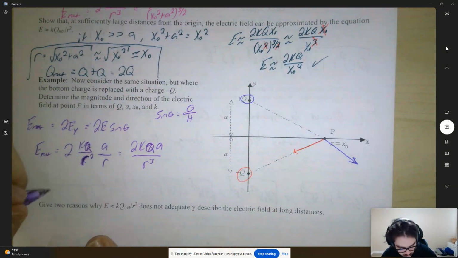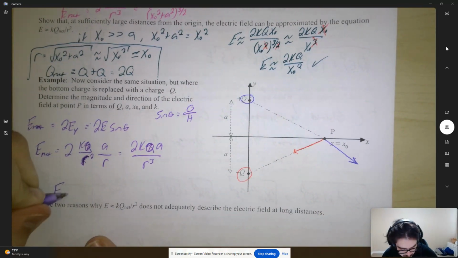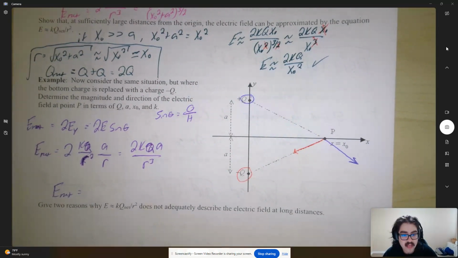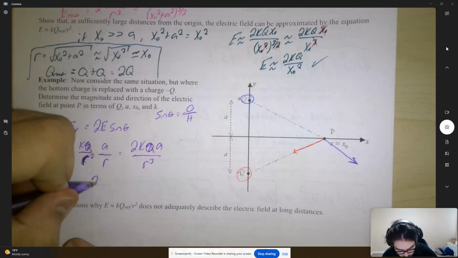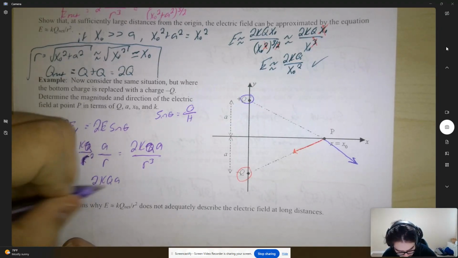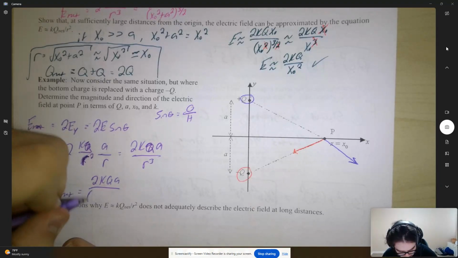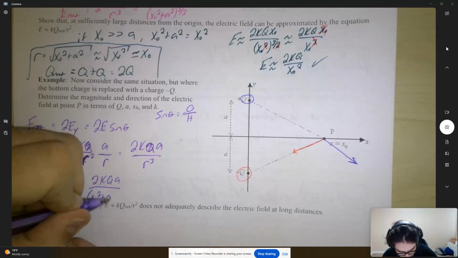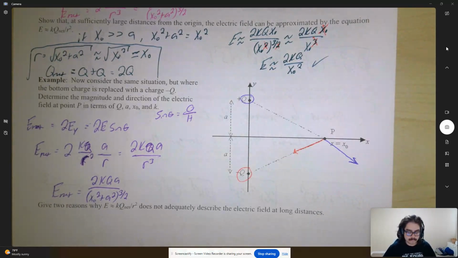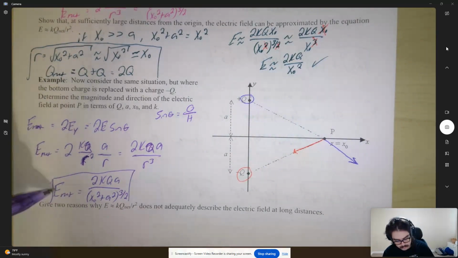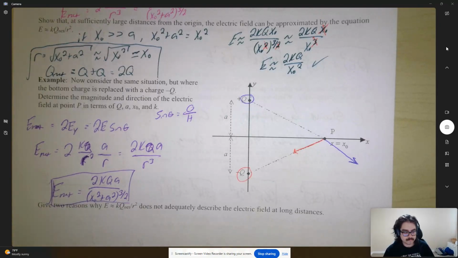The only major difference is that now instead of having x naught in the numerator, we have a in the numerator. So this really is just going to become 2kqa over x naught squared plus a squared to the 3/2 power. Okay, boom, beautiful.